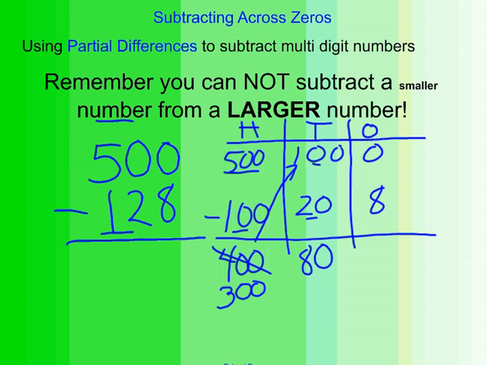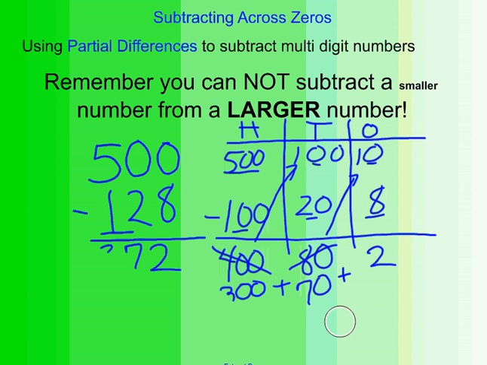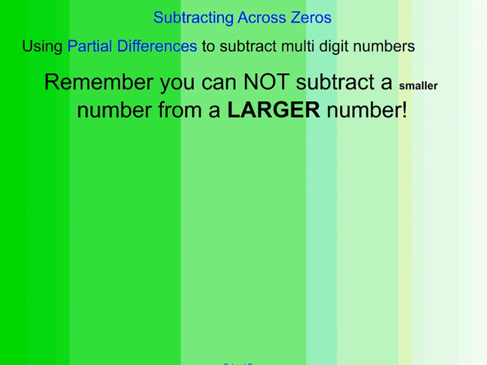Then I'm going to subtract my ones. I cannot subtract 8 from 0. I need to regroup. I need to borrow. So I'm going to subtract a 10. 80 minus 10 is 70. I'm going to move that 10 to the ones place. 10 take away 8 equals 2. I have 300 plus 70 plus 2 equals 372. 500 take away 128 equals 372. I'm going to show you one last problem with subtracting across zeros with the number 1,000.